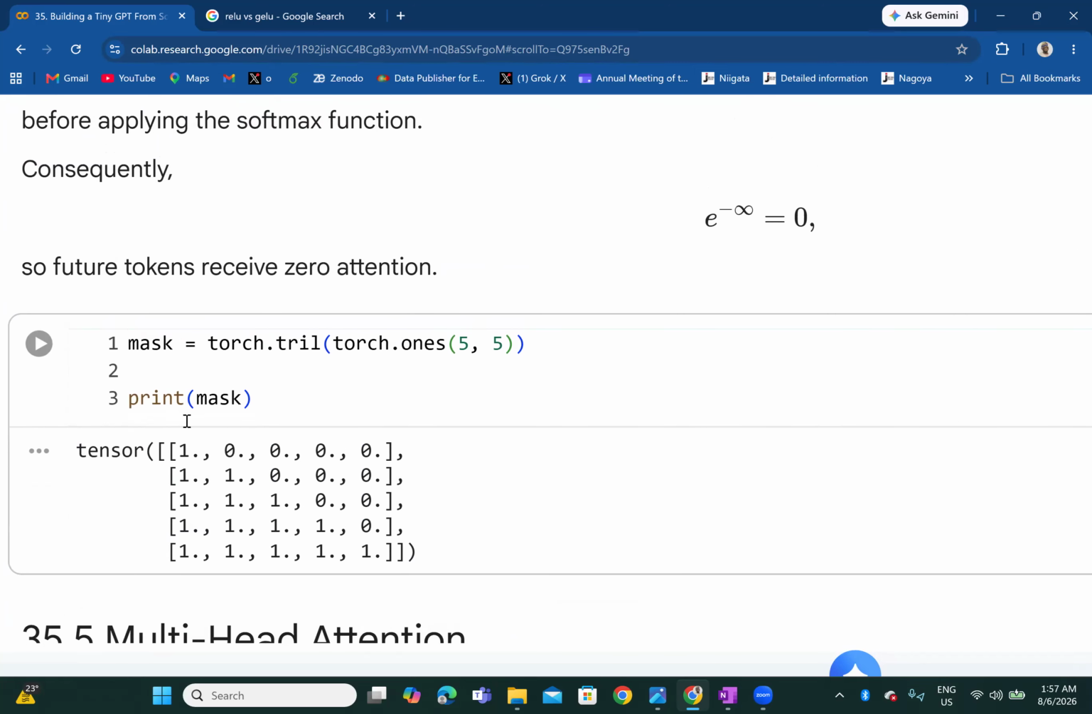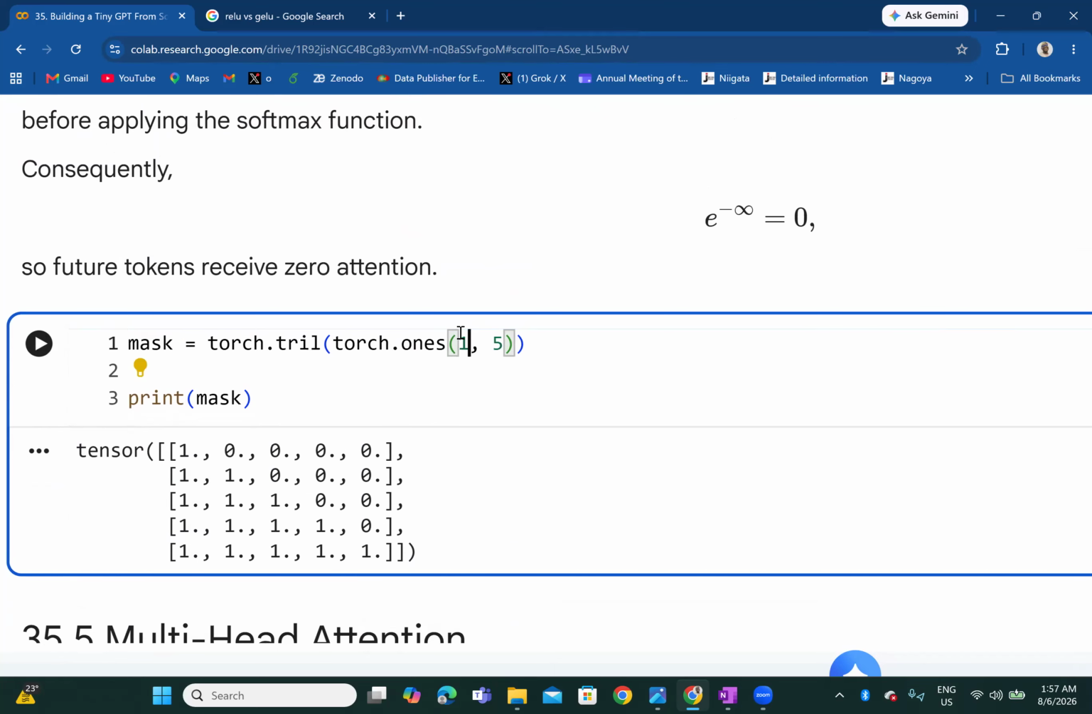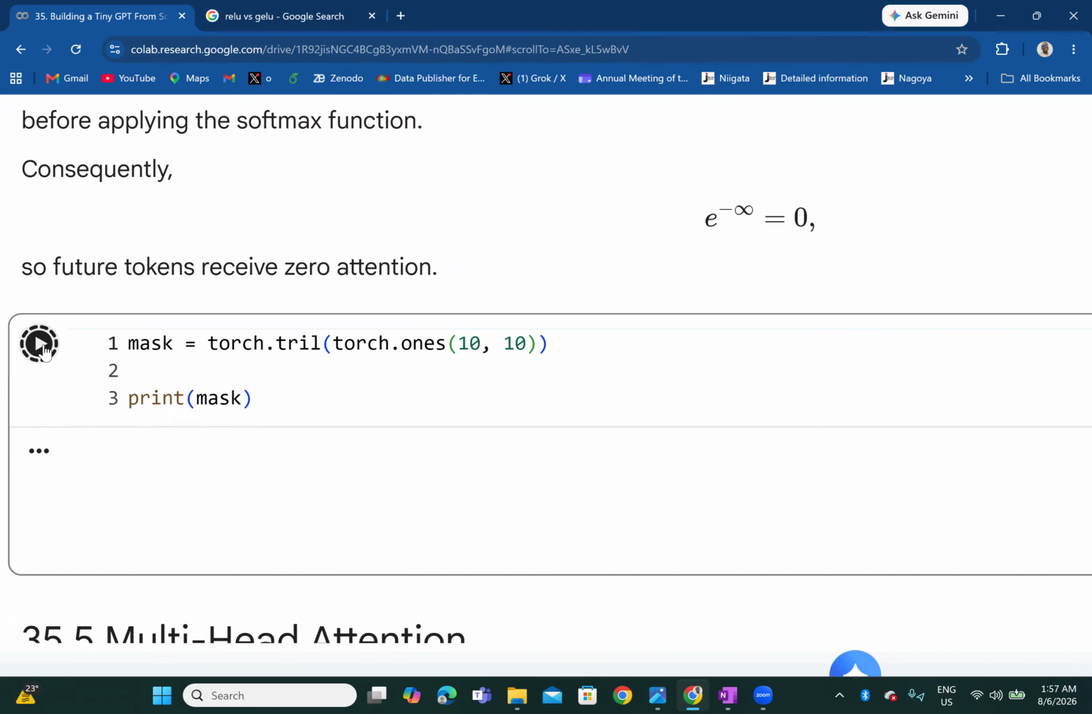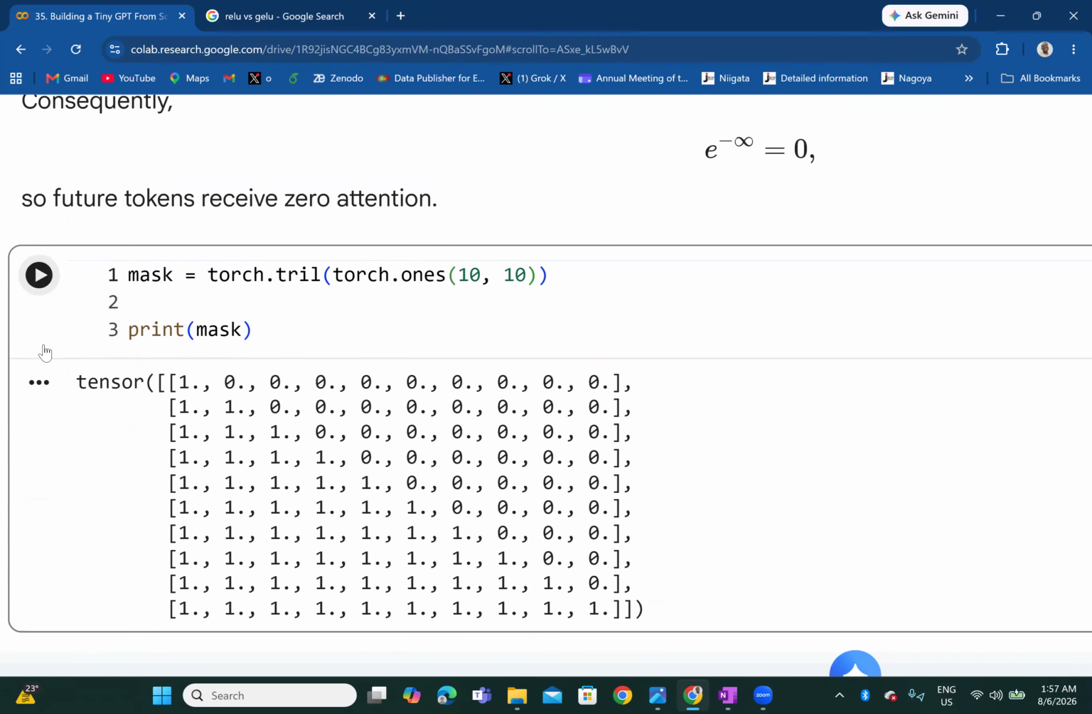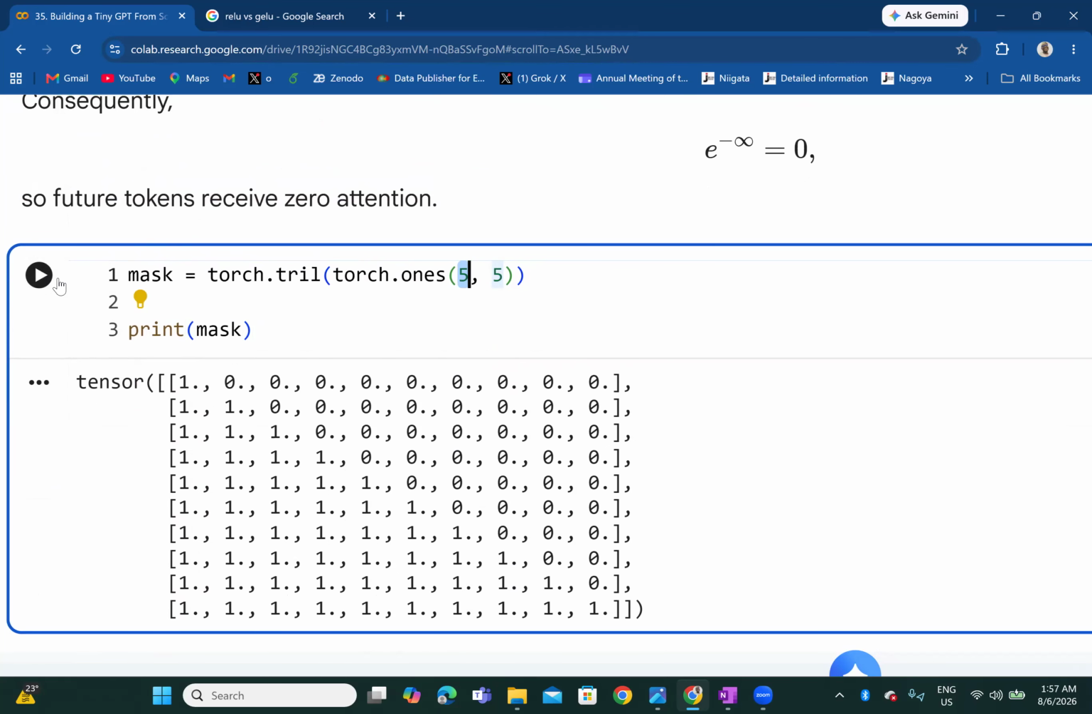So imagine you have torch.tril of torch.ones, a 5 by 5, so it can have this mask of ones like this. If you make it 10 by 10, it also follows suit. So you have 10 by 10 like this, the same thing. Let me take it back to what it was, 5 by 5.